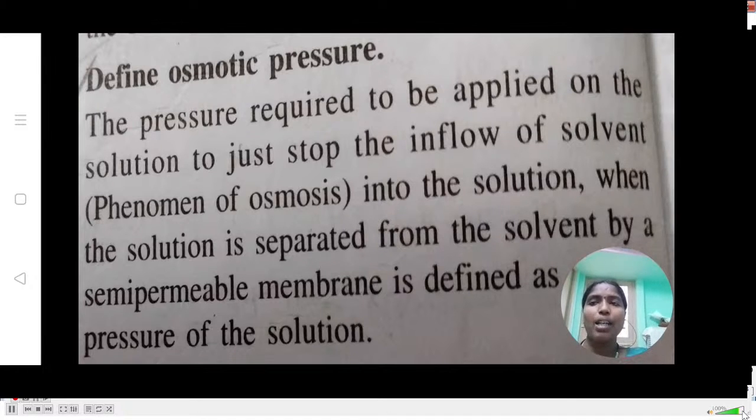Again I repeat. Define osmotic pressure. The pressure required to be applied on the solution to just stop the inflow of the solvent into the solution when the solution is separated from the solvent by a semi-permeable membrane is called the osmotic pressure of the solution.